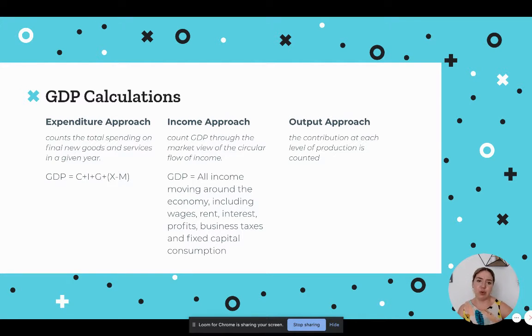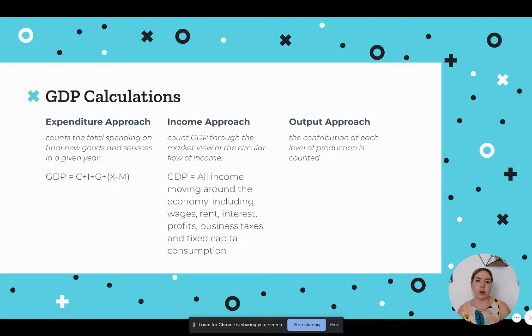The last option we have is the output approach. And this is simply considering the output coming out of an economy. So each level of output. So if I buy wheat from the farmer, that's counted. If I buy bread from the baker, that's counted. But obviously there is a problem measuring these units because the baker bought the wheat and then sold the bread, but we've just double counted. And you don't want to do that.